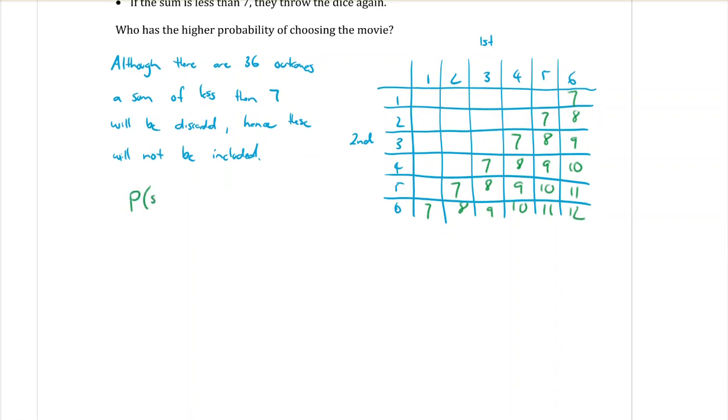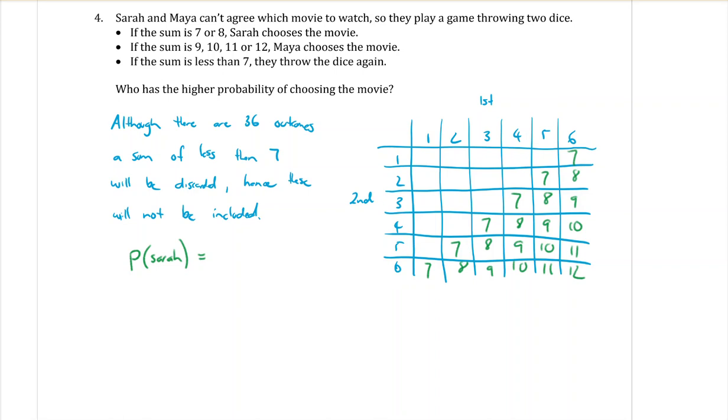So the probability that Sarah will win the movie choice, she will win if she gets a 7 or an 8. So 1, 2, 3, 4, 5, 6, 7, 8, 9, 10, 11. There is 11 7s and 8s out of the total of, we need to add on all the rest of them, 12, 13, 14, 15, 16, 17, 18, 19, 20, 21. 11 out of 21. The probability that Maya will win, she will win if she gets a 9, 10, 11, or 12. So 1, 2, 3, 4, 5, 6, 7, 8, 9, 10. She has 10 out of 21 outcomes that would let her win.